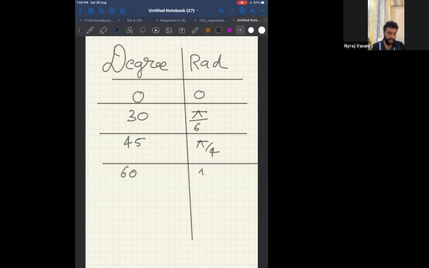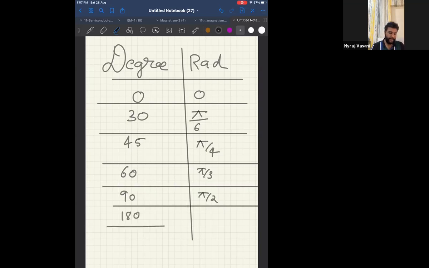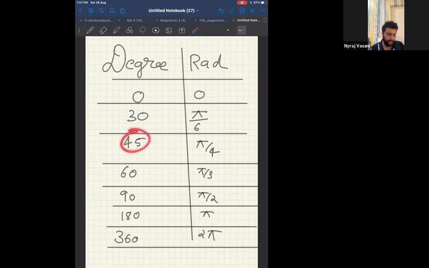60 degree is pi by 3 radian. 90 degree is pi by 2 radian. 180 degree is pi radian, and the highest angle 360 is 2 pi radian. Okay, make a note. So if I say sine 45 or sine pi by 4, it means the same.